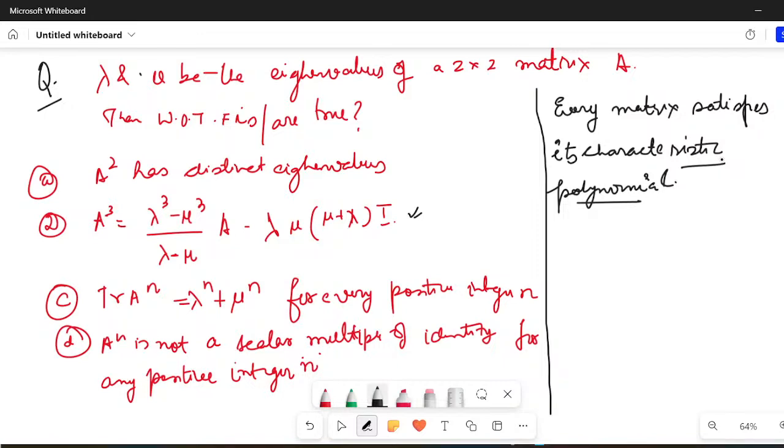At times in examination you have to be slightly tricky. It says that let lambda and mu be the eigenvalues of a 2 cross 2 matrix. So lambda and mu are the eigenvalues of a 2 cross 2 matrix. It says that A square has distinct eigenvalues. Why? It is not always necessary.